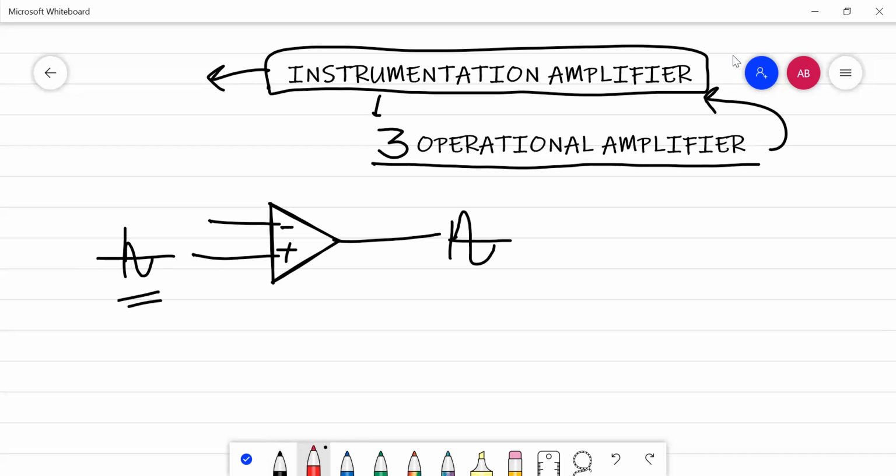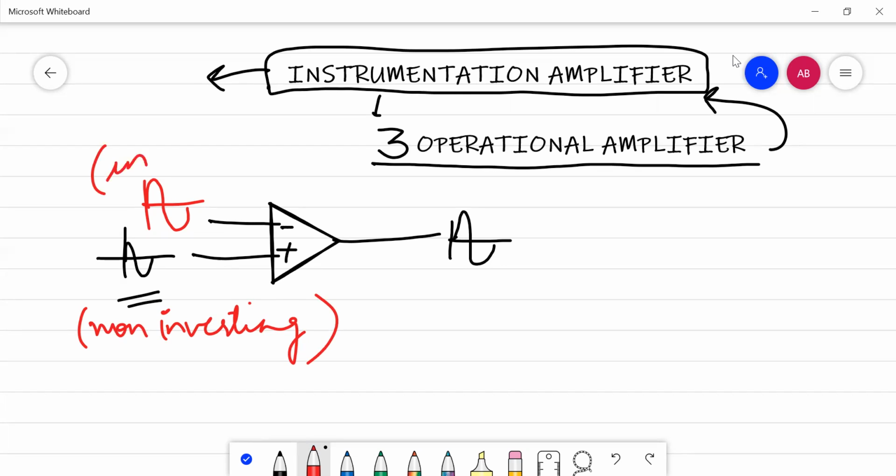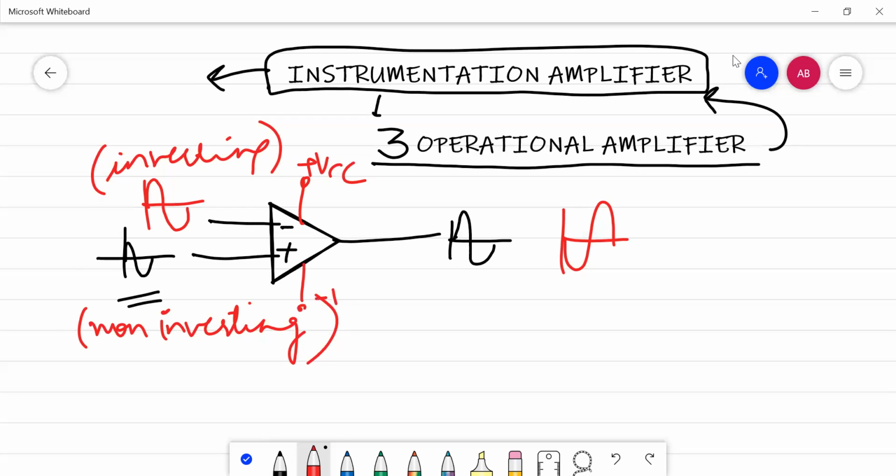But if we are going to provide it input at the inverting terminal, this is called your non-inverting terminal because you are giving the input at the positive terminal. So this is non-inverting, and the negative terminal is called inverting. Why? Because when you apply the input at the inverting terminal, what you get at the output is 180-degree phase shift. So that is why it is called your inverting terminal. Now this is your plus VCC and this is your minus VEE.